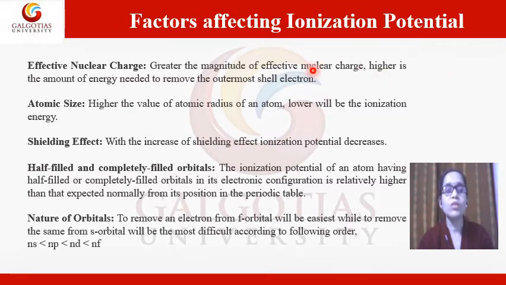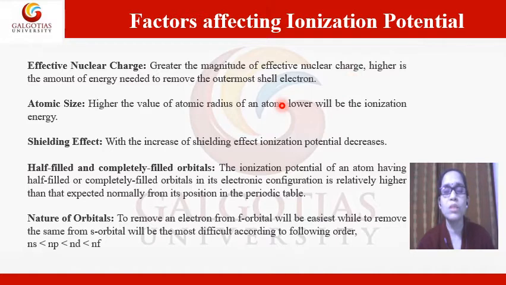How does effective nuclear charge affect the ionization energy or ionization potential? The greater the magnitude of effective nuclear charge, the higher is the amount of energy required to remove the outermost shell electron. If the nuclear charge is greater, what happens? Higher effective nuclear charge means the nucleus has more attraction towards the valence electron, so more energy is required to remove the valence electron. So if effective nuclear charge is higher, the ionization energy is also higher.